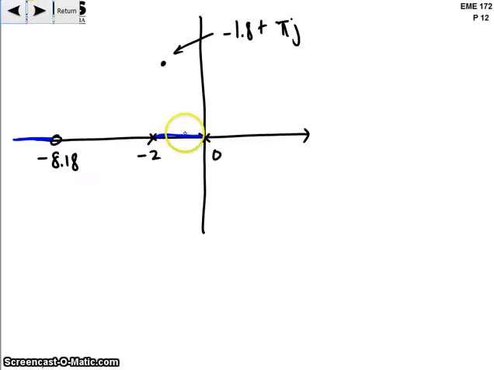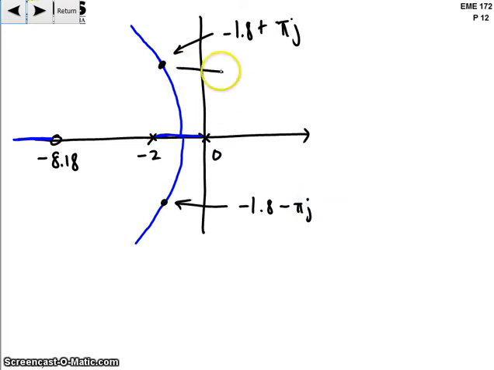So what happens now is, sorry, changing the pen color, these guys come together and they will be bending over to the side like this, and it will be exactly at this desired location. So this one is the complex conjugate pair, minus 1.8 minus pi times j. And the gain required to reach this is k equals 1.6.